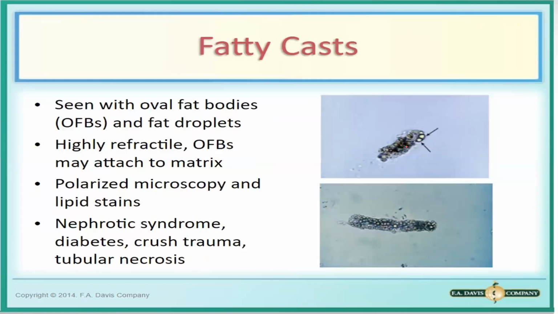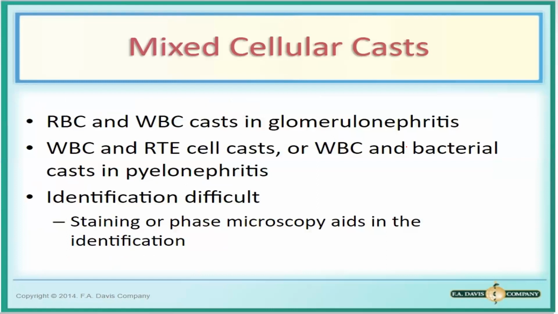Next, we have fatty cast. Fatty cast seen with oval fat bodies, seen in nephrotic syndrome and diabetes. Okay, they are highly refractile. Okay, and oval fat bodies may attach to the matrix. Seen in nephrotic syndrome, diabetes, and carcinoma, same with your oval fat body, doon din natin makikita si fatty cast.